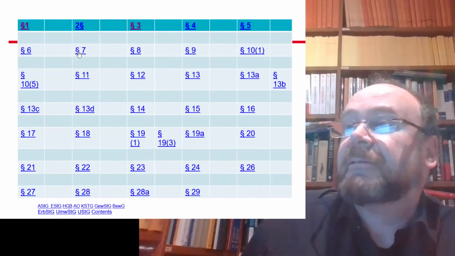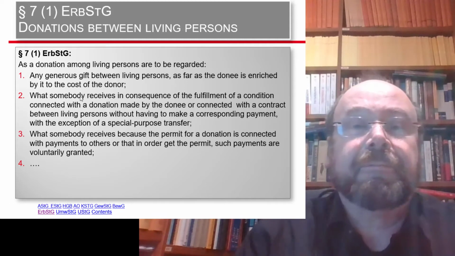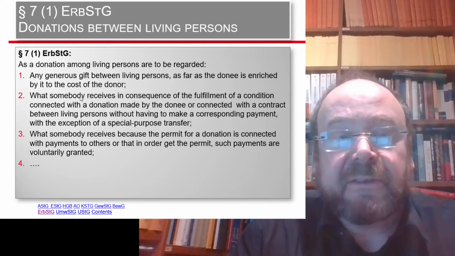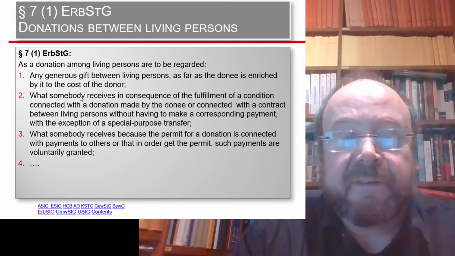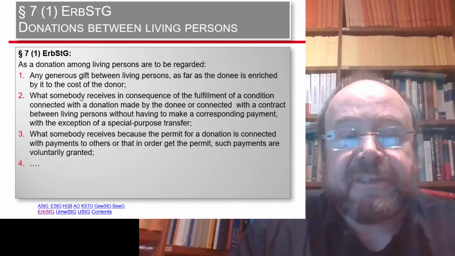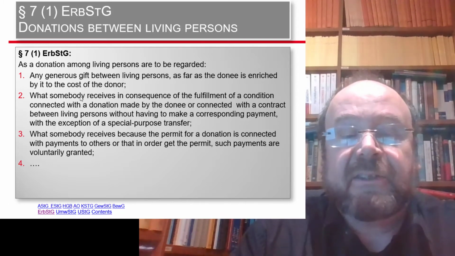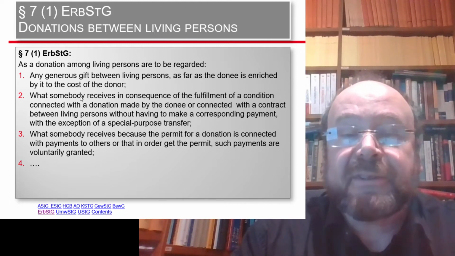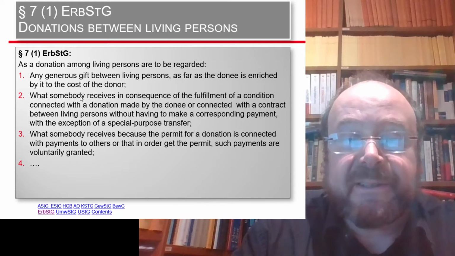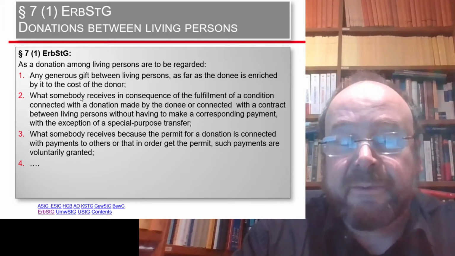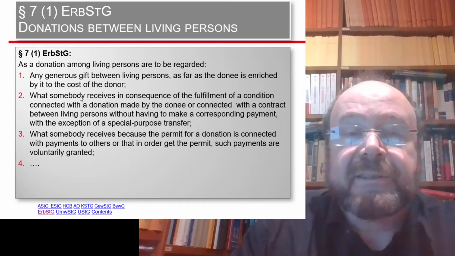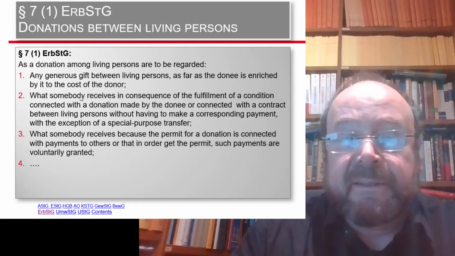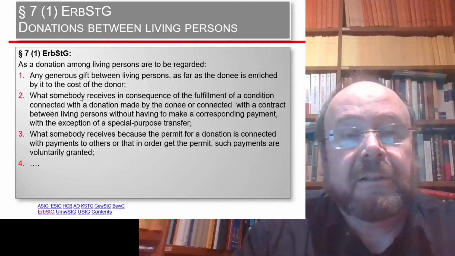So here we have to check if paragraph 7 covers a donation to a nephew during lifetime. And indeed, paragraph 7(1), number 1 says any generous gift or donation between living persons as far as the donee is enriched by it to the cost of the donor. So indeed, that seems to be right. That's good.